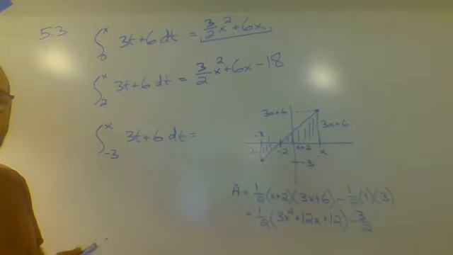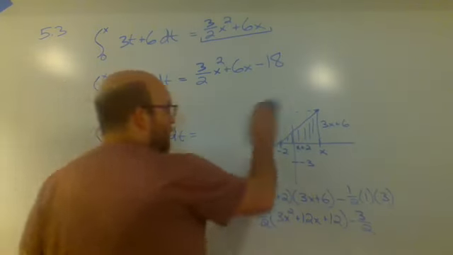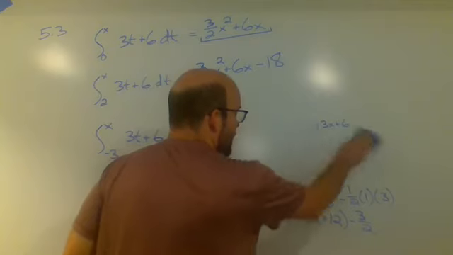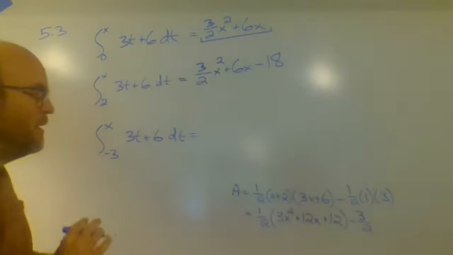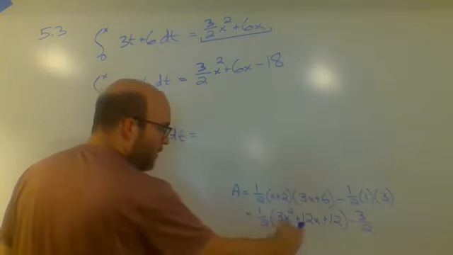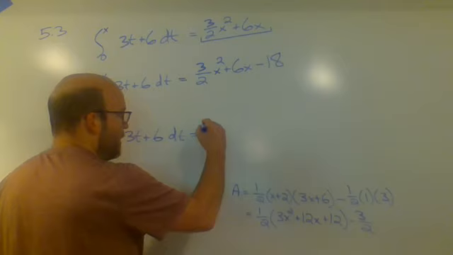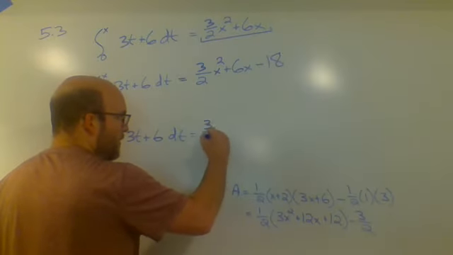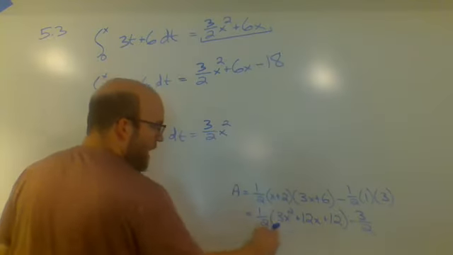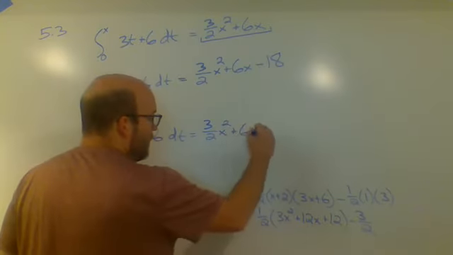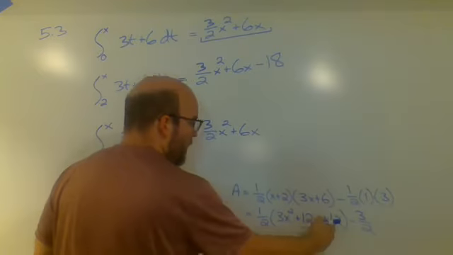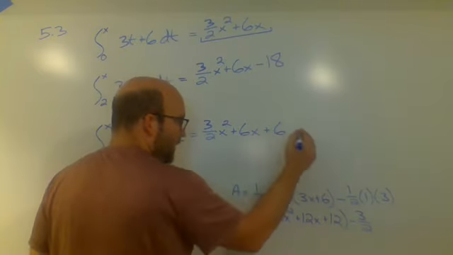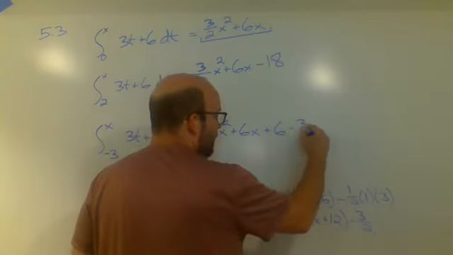Okay, so I'm running out of room, so I'm going to actually erase this drawing so I can just write the answer up on top here. But look what happens when you distribute the 1/2. 1/2 times 3x squared, it's going to give you the 3/2 x squared. 1/2 of 12 is 6x. 1/2 of the other 12 is another 6. And then we're subtracting 3/2.